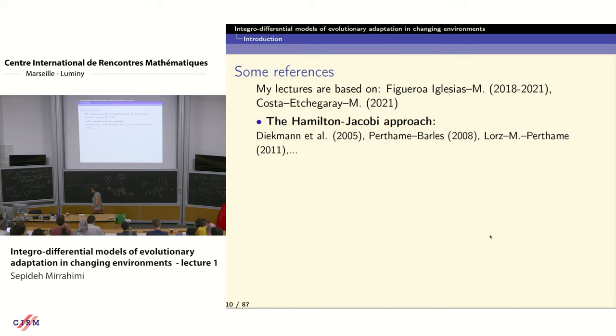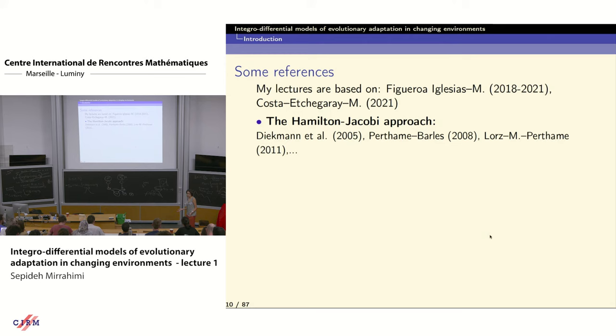For a big part of my talk, I will use an approach which is based on Hamilton-Jacobi equations. This approach was introduced in 2005 by Dieckmann, Jabin, Mischler, and Perthame. So the idea came first in this paper, and then the approach was widely developed to study models in evolutionary biology. I have put some references here, the first references, but there have actually been many others. And it has become very popular in this field. An objective of my lecture is to introduce this approach via this example of changing environments.